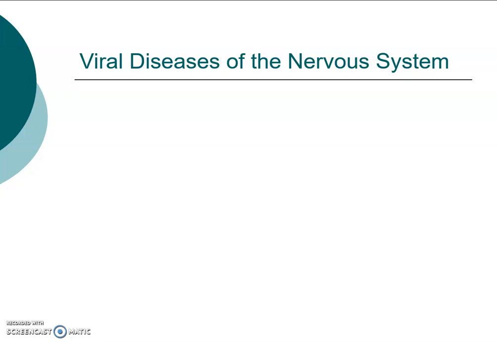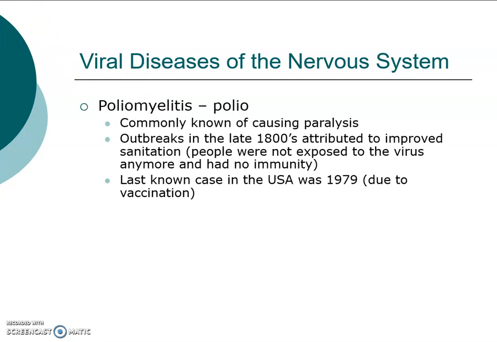Okay, so this is where we left off with nervous system diseases. We left off with viral diseases. The first viral disease that we're going to talk about is polio. Polio was a much more common disease about 100 years ago. The last known case in the United States was in 1979, all due to vaccination.